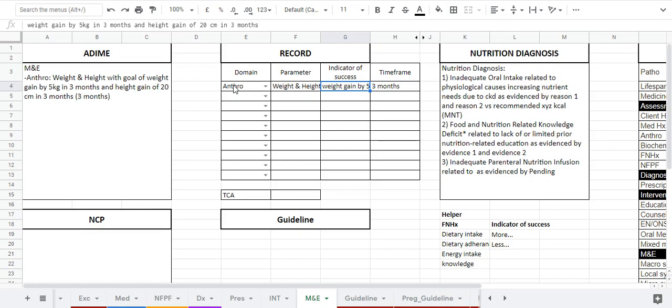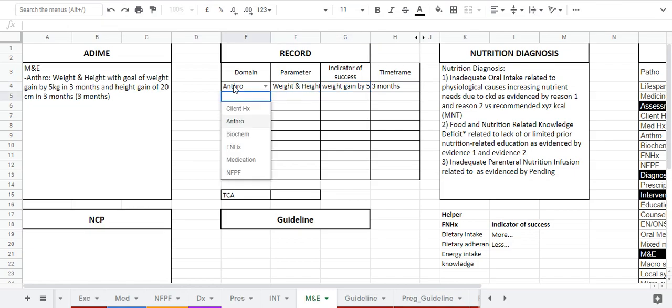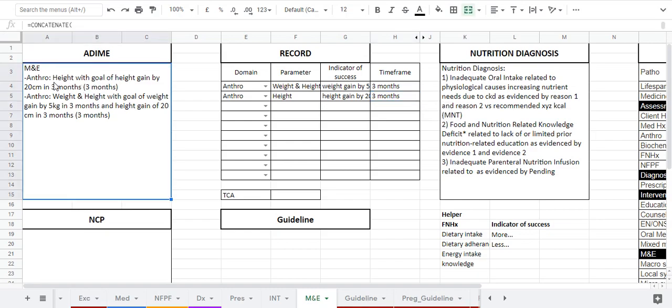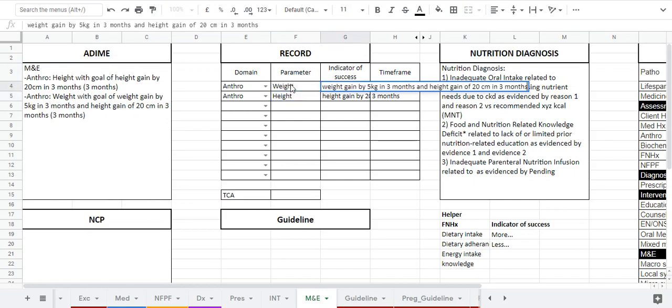You can also split this parameter into two parameters: height gain by 20 cm in 3 months with the same time frame as the one above. Now you see that all of these changes are actually reflected over here. Height with goal of height gain by 20 cm. Now if we edit this one as well, the changes will also again be reflected.